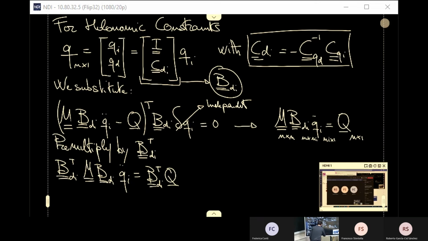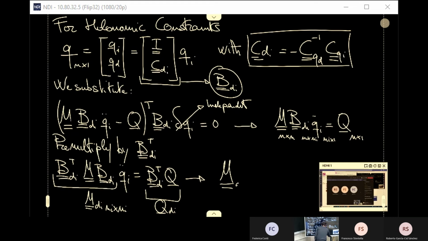And from here, we basically redefine this as a new mass matrix, but this time of the dimension Ni times Ni. This we can call MDI, sorry, which is an Ni times Ni. And then we redefine this one here as Q di. Okay. So that eventually we just get the same very simple form of the expression we had before.